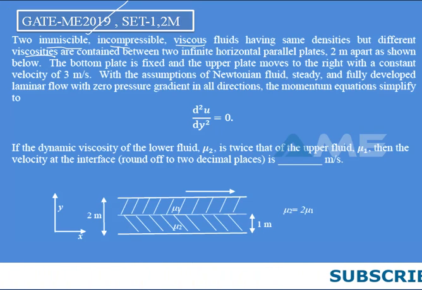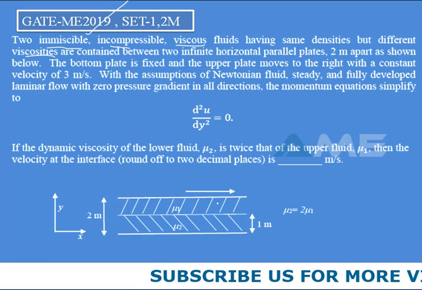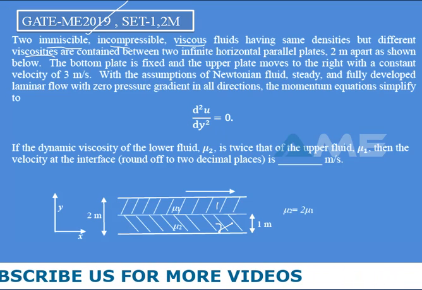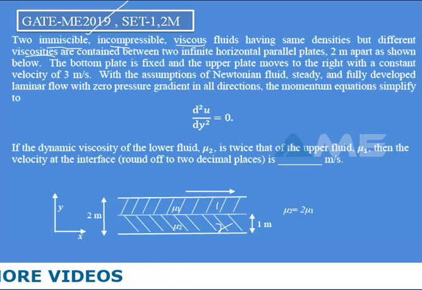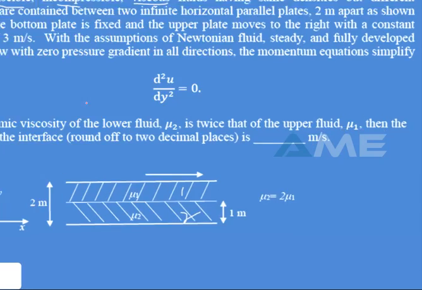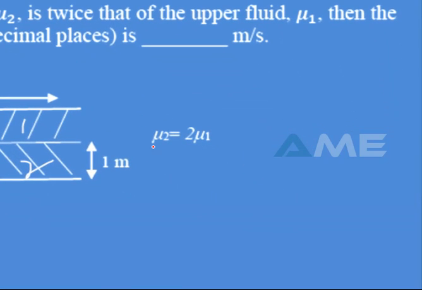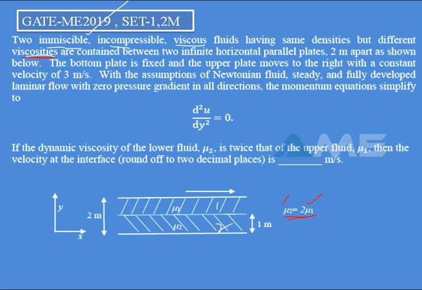Here you can see this is one fluid and this is another fluid. But the viscosities will be different. What are those viscosities? It's already given in the figure: the viscosity of your second fluid is 2 times the viscosity of the first fluid. These fluids are contained between two infinite horizontal parallel plates which are 2 meters apart, as shown in the figure.